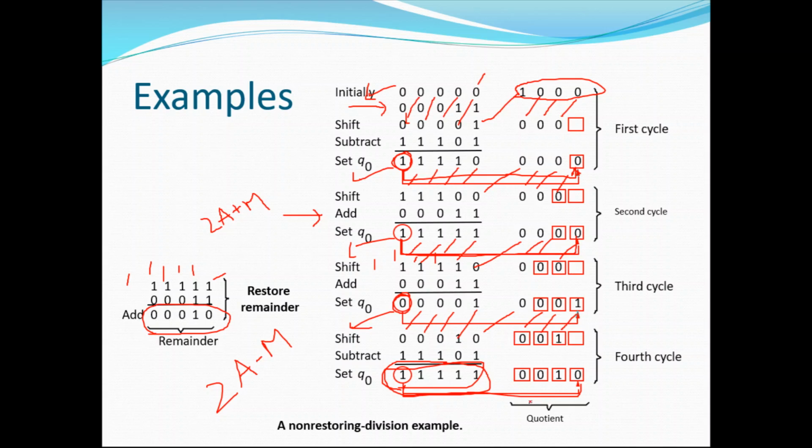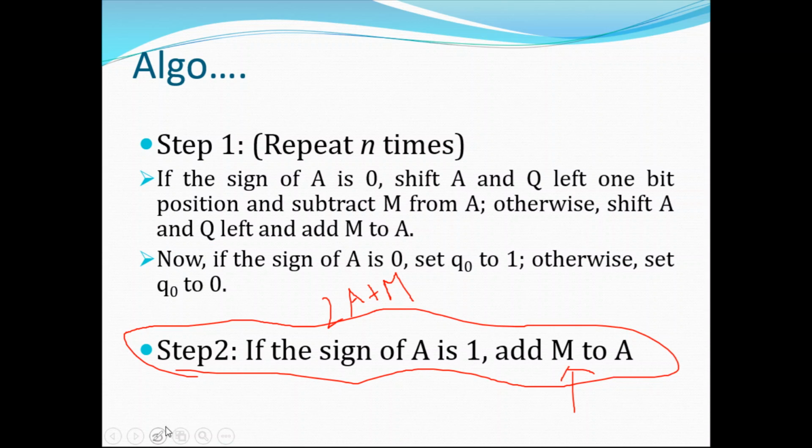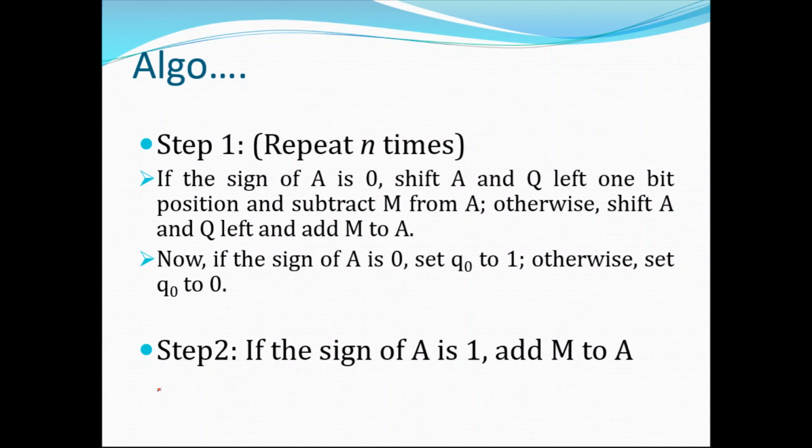And whatever is in the Q, that is the quotient, okay. So this is how the division operation can be sped up. So this is called non-restoring division, okay. The previous one is called restoring division. So this non-restoring division is an improved version of the restoring division, okay.